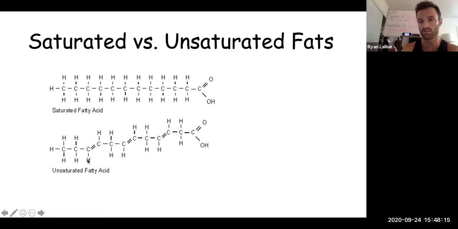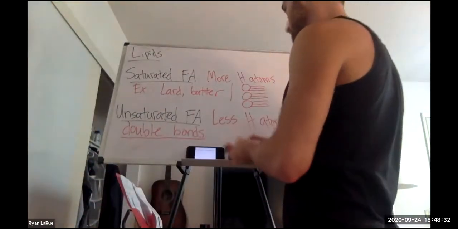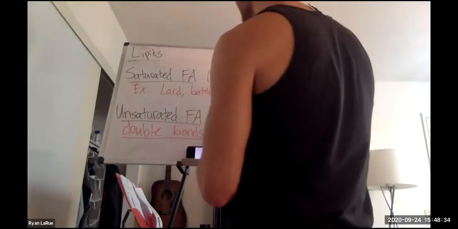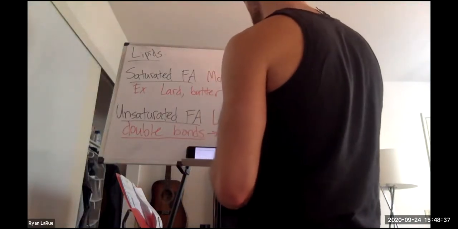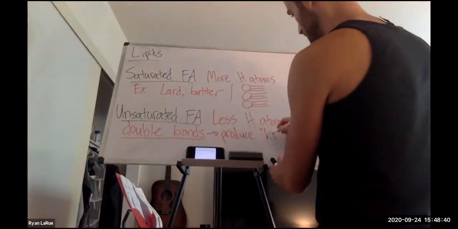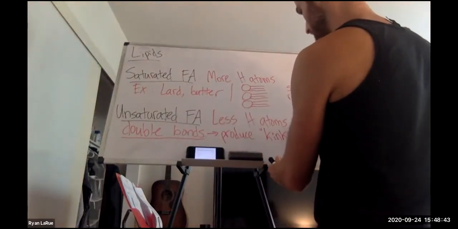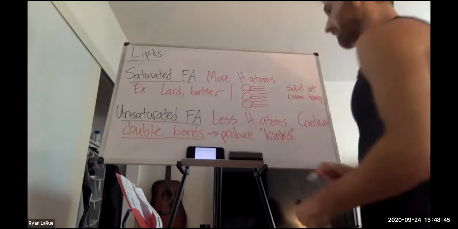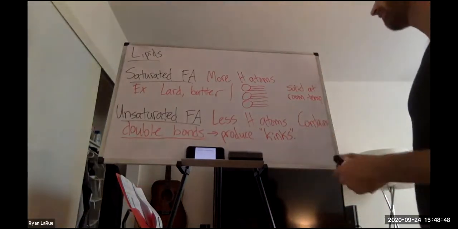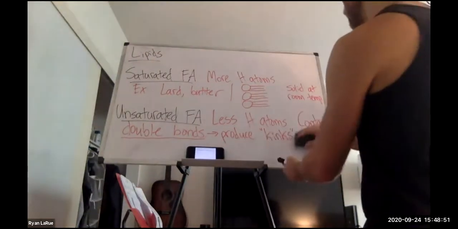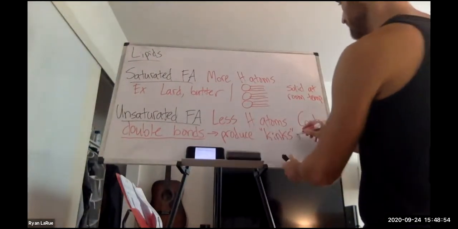The double bonds induce these kinks and bends in the molecule, making it go upward or down, giving it an angle. It's not straight. So let's write that the double bonds produce kinks in the molecule, or the fatty acid tail. I'll write: produce kinks in fatty acid tail.